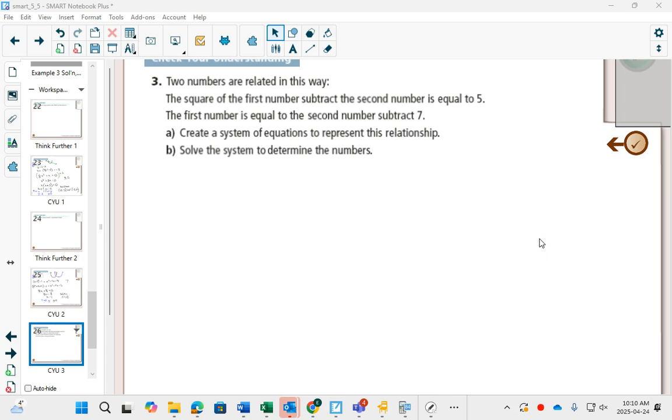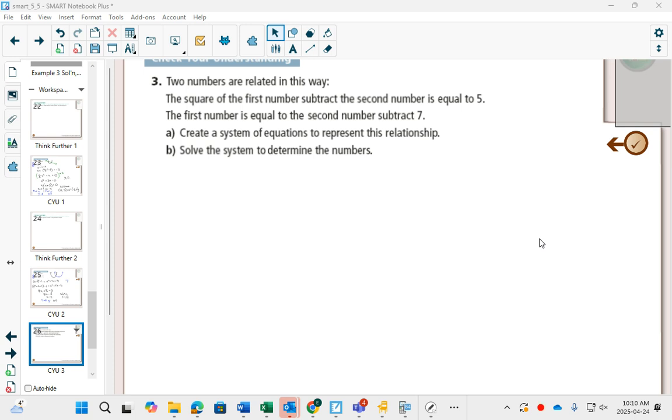I know that I'm good at this, but I know that this is sometimes a struggle. There are sentences written here. Two numbers are related in this way. You know that you're so good at this, right? That initial reaction tells me everything.